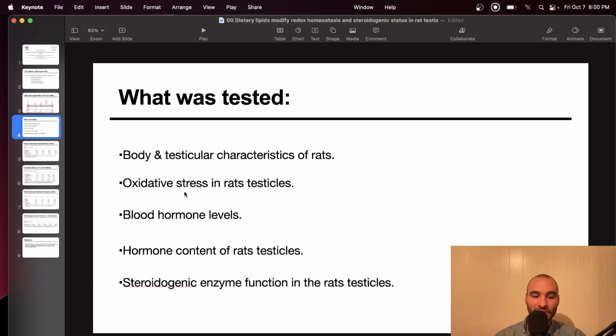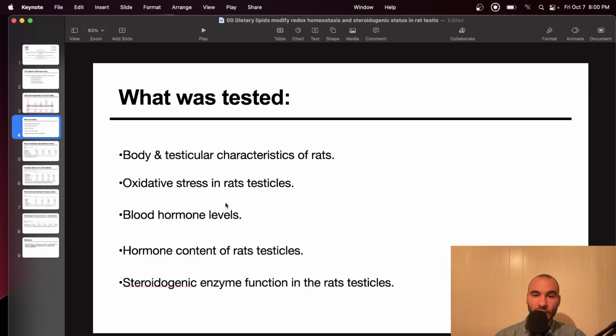Now, what actually was tested with these different diets? What were they looking to see happen, or what were they checking to see where the dysfunction was with these different types of fats? So the first thing they looked at was body and testicular characteristics of the rats. This is like what their body weight is, what the relative weight of the testicles are, etc.